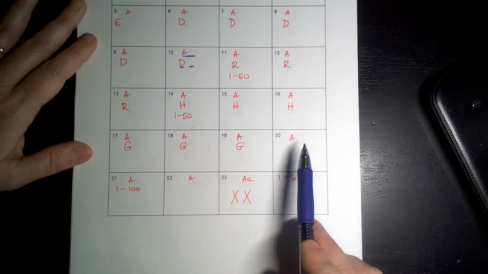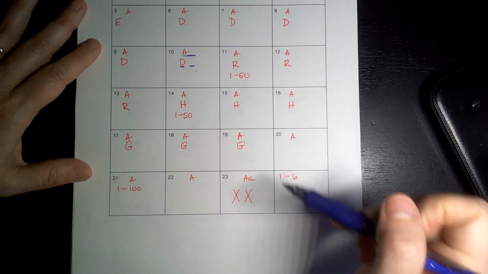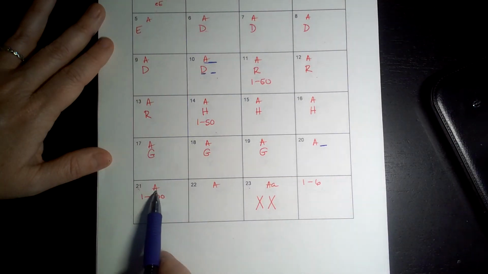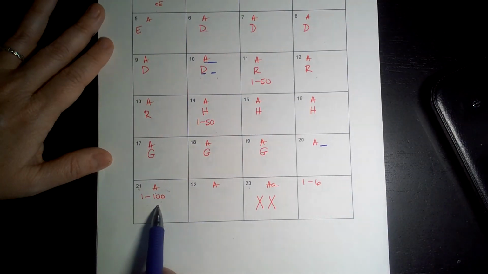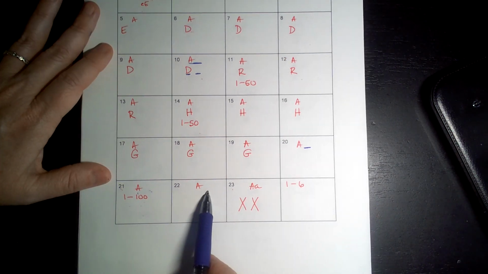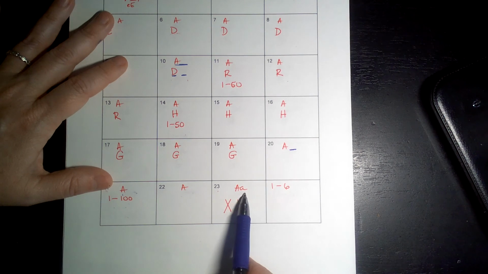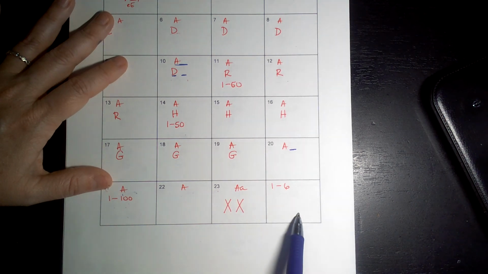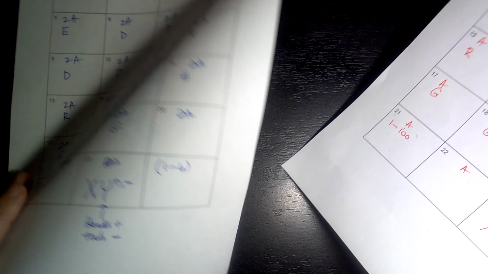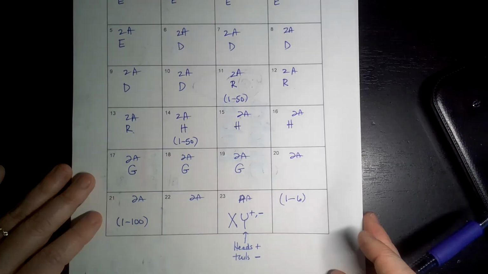20, you got 2 A's, so it should be big A something, or AA something. 21, 2 A's, and then a number between 1 and 100. 22, 2 A's. 23, 2 A's, and then if you're the mom, 2 X's, and then in this last box, a number between 1 and 6. All right, Dad's going to be the same way.